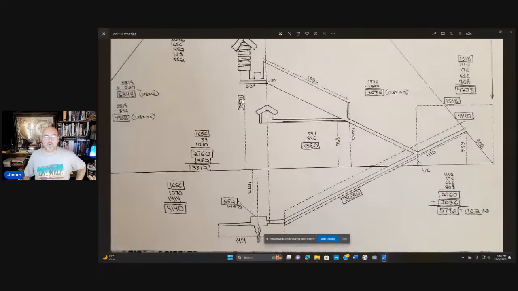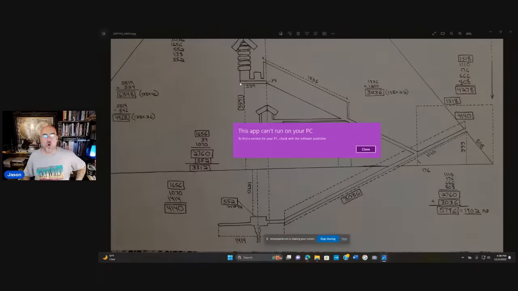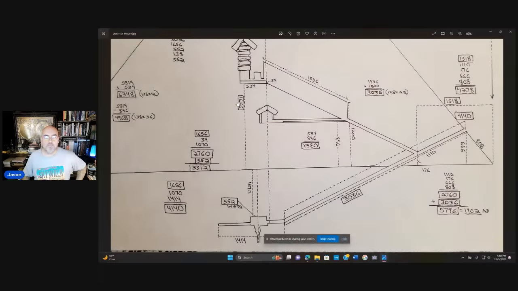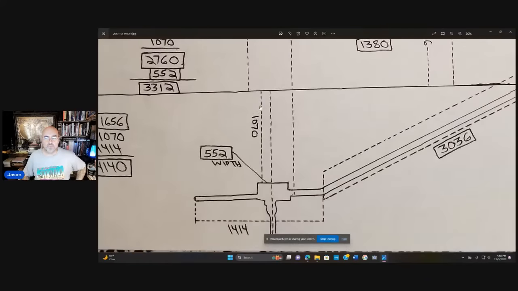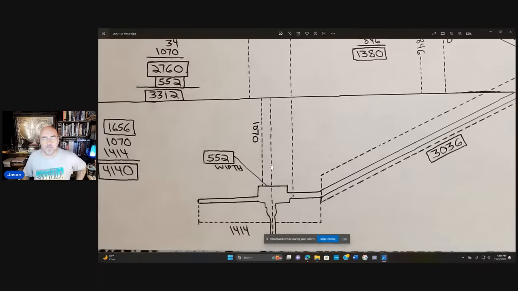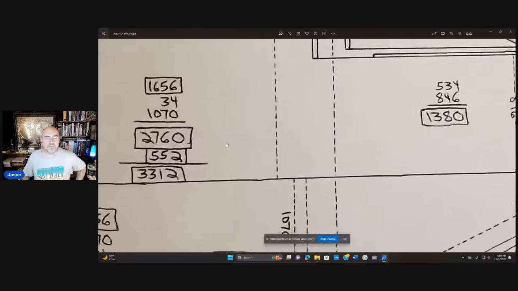So I showed you the 138 foot height of this slab. This slab at the King's Chamber is 138 feet above the foundation of the pyramid. That added to the 34 inch height of the end of the slab from the bottom of the descent of the Grand Gallery, 34 inches, added to the vertical distance underneath the pyramid where that 1656 started, all the way to the ceiling of the subterranean chamber, which is itself 552 inches in width. If you add those together, you get 2760 right here.